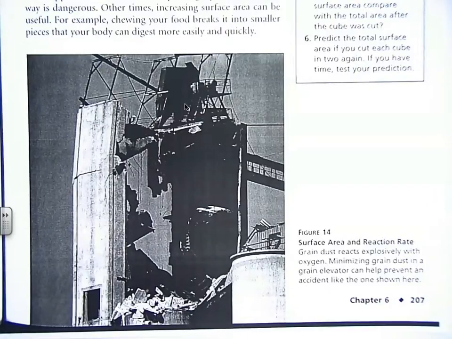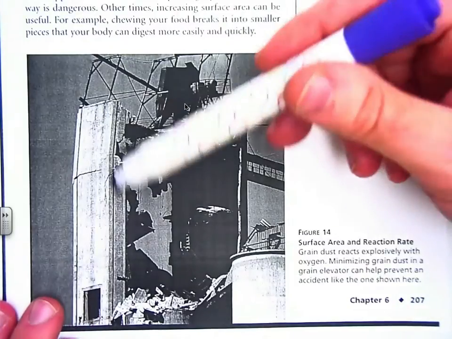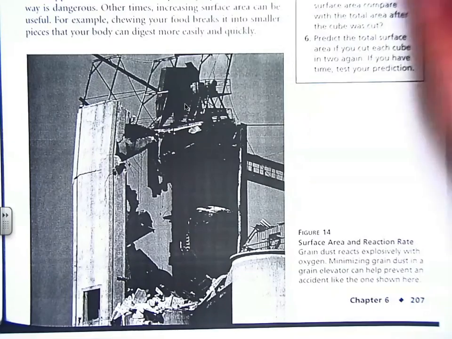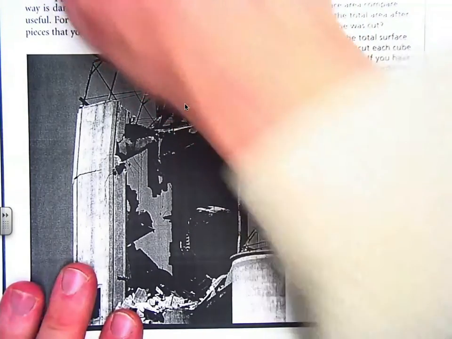Sometimes, speeding up a reaction this way is dangerous. Other times, increasing the surface area can be useful. For example, chewing your food breaks it into smaller pieces that your body can digest more easily and more quickly. So in this poor guy's grain elevator, there was a big cloud of dust, and there was a spark and a huge explosion. If you want, check out YouTube and look for a flour bomb, and you'll find out what a flour bomb is. It uses flour, a substance you wouldn't think to be explosive, to make an explosion.